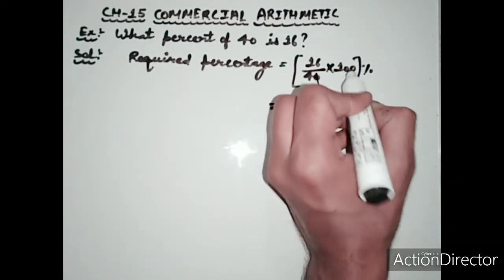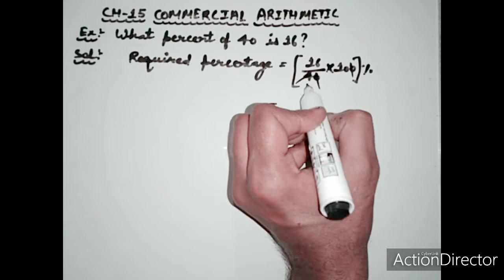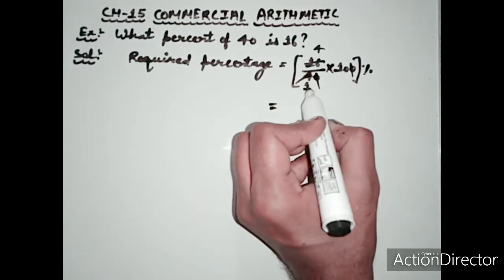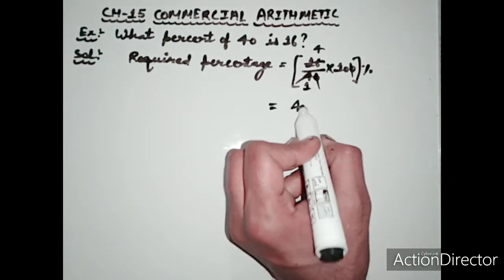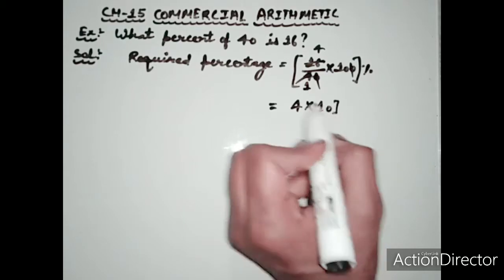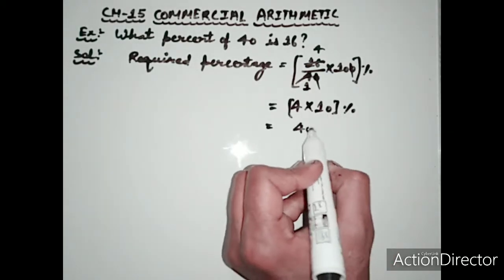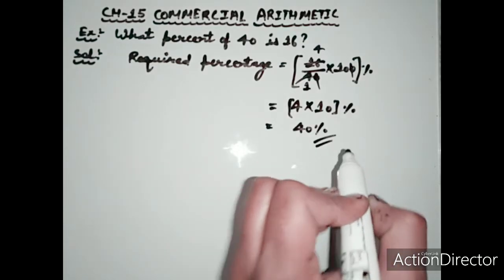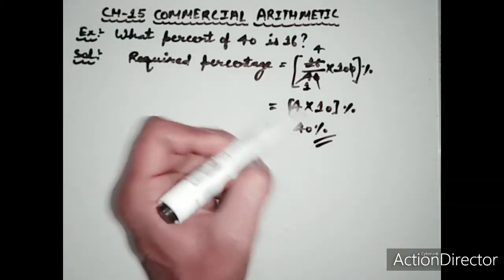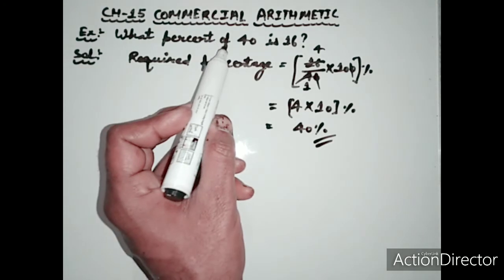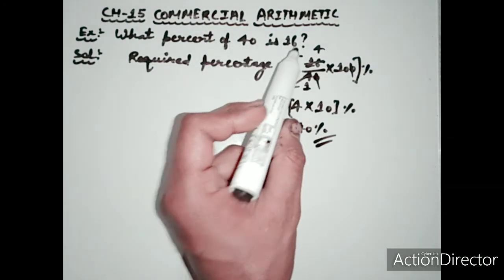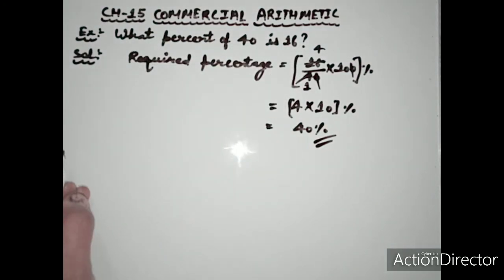So here 0 cancels out by 0, and 4 ones are 4 and 4 fours are 16. Now here we get 4 multiplied by 10%. 4 tens are 40%. So here we say that 40% of 40 is 16. Now the next example.